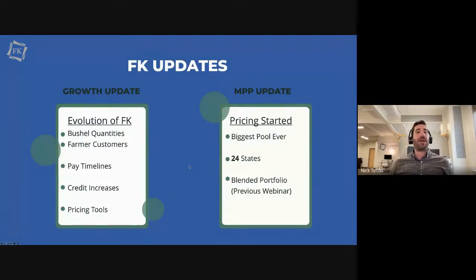So really quick about Farmers Keeper. We've been growing a lot. 2023, we already know, is going to be our biggest year ever. In terms of bushel quantities, we're already under management between pricing tools and our managed pricing programs. We have more bushels for the 2023 crop than we did for all of 2022. So that's a big accomplishment.